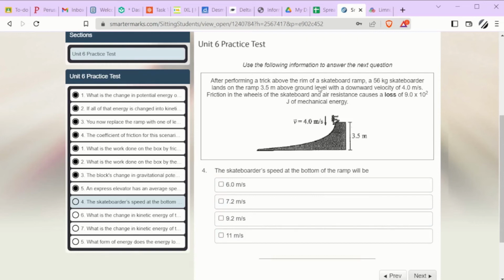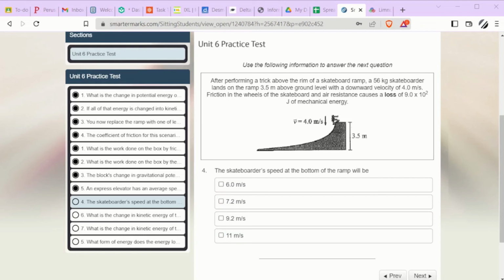Now, after performing a trick above the rim of a skateboard ramp, a 56-kilogram skateboarder lands on the ramp 3.5 meters above ground level with a downward velocity of 4.0 meters per second. Friction in the wheels of the skateboard and air resistance causes a loss of 9.0 times 10 to the 2 joules of mechanical energy. The skateboarder's speed at the bottom of the ramp will be. Now, in this case, we could use our Vf squared equals Vi squared plus 2ad. So we take 4 squared plus 2 times 9.81 times 3.5, and then take the square root, we should get our answer.